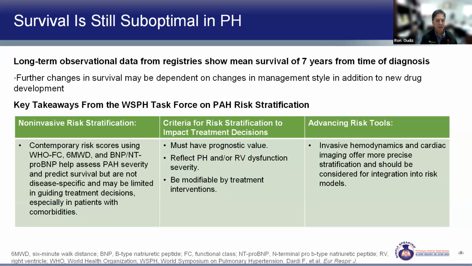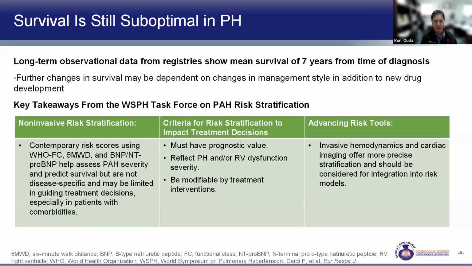The World Symposium on PAH that met a little over a year ago had a task force that covered PAH risk stratification. And they talked about non-invasive risk stratification. They talked about criteria for having significance if you are going to propose a way to risk stratify. It must be prognostic. It must reflect pH and or RV dysfunction severity, and it has to be modifiable by treatment interventions. So there are some non-modifiable risk factors, which we'll see later in one of our cases, like CTD, that while they figure in a risk score, they're non-modifiable.